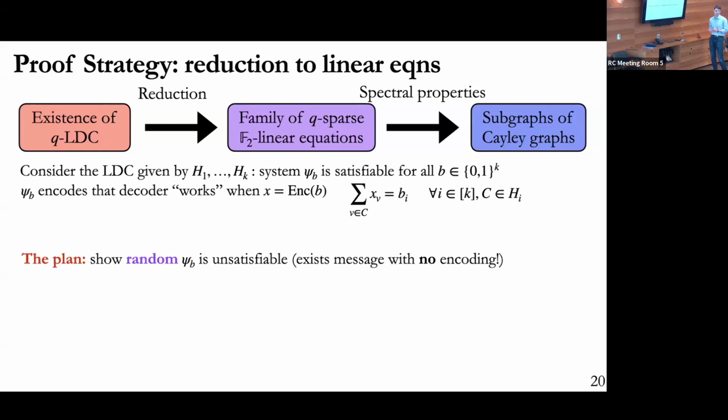Now, the way we're going to prove a lower bound is by showing there exists some B such that it's not satisfiable. By showing that if I pick a random B, then with high probability, psi of B is unsatisfiable. Semantically, this means there is some message such that regardless of what encoding I pick for that message, the decoder does not work. So there's no code. It's not locally decodable. So that proves the lower bound.